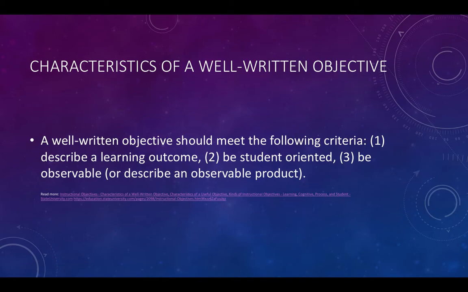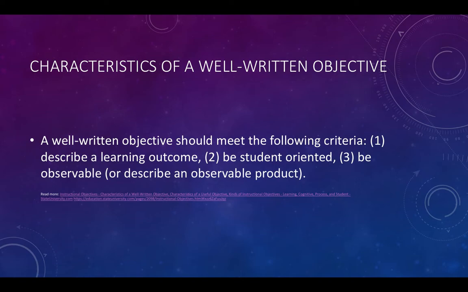Now, what verbs should you not use because they are not observable? Examples of verbs are to know, to understand, to enjoy, to appreciate, to realize, to value. Okay? All these verbs are vague and they can't be observed. They are not observable. Okay?